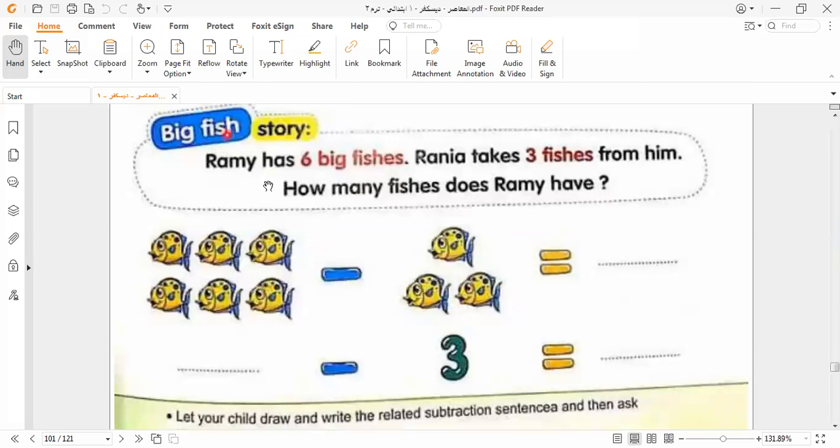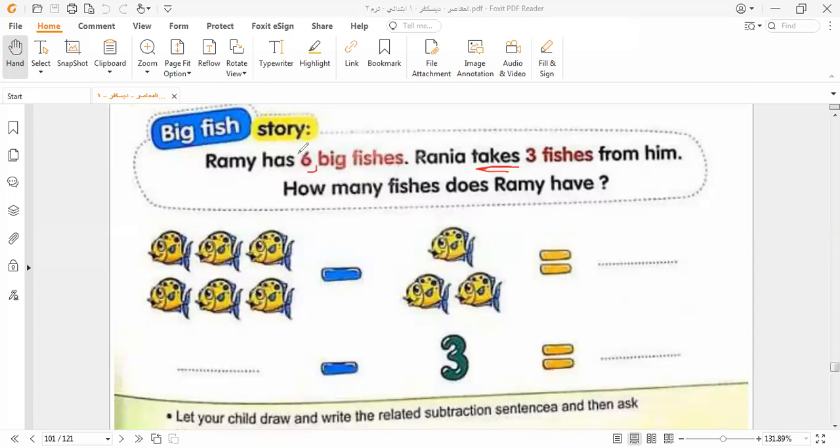Another story problem. Rami has 6 fish. Rana takes 3 fish from him. So we have 6 fish, and Rana takes 3. In this problem, can I make it plus or minus? Minus. Why? Because we have here "takes." Takes means we decrease the number. We reduce the number.